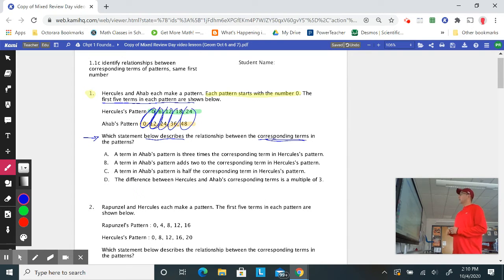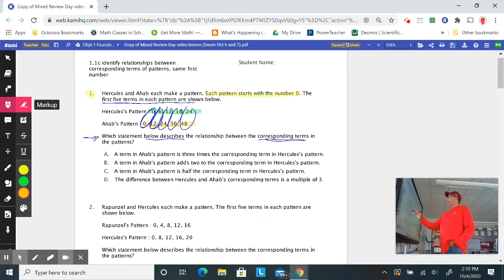A says a term in Ahab's pattern is 3 times the corresponding term in Hercules' pattern. So the first thing it talks about is Ahab, a term in Ahab's pattern. So Ahab's pattern is this orange color. So let's look at 12 right here. A term in Ahab's pattern is 3 times the corresponding term in Hercules' pattern.